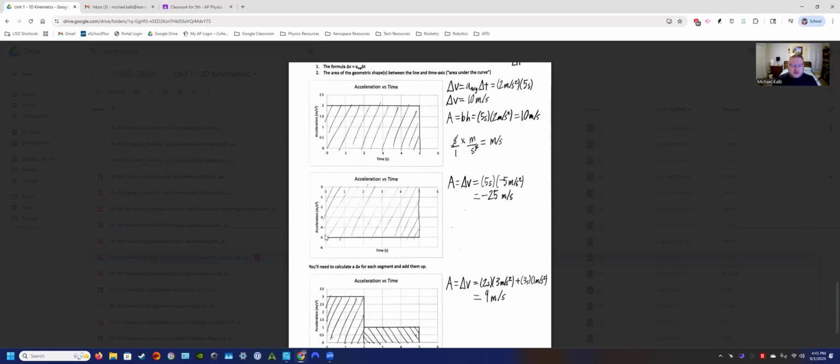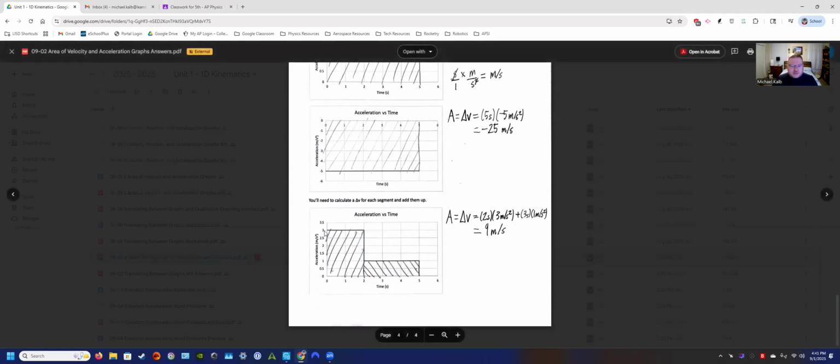Here we have an object accelerating at negative 5 meters per second squared for 5 seconds. So if we draw a line up to the time axis, we've enclosed a rectangle. In the area of that rectangle, we have a base of 5, a height of negative 5. So the change in velocity is negative 25 meters per second.